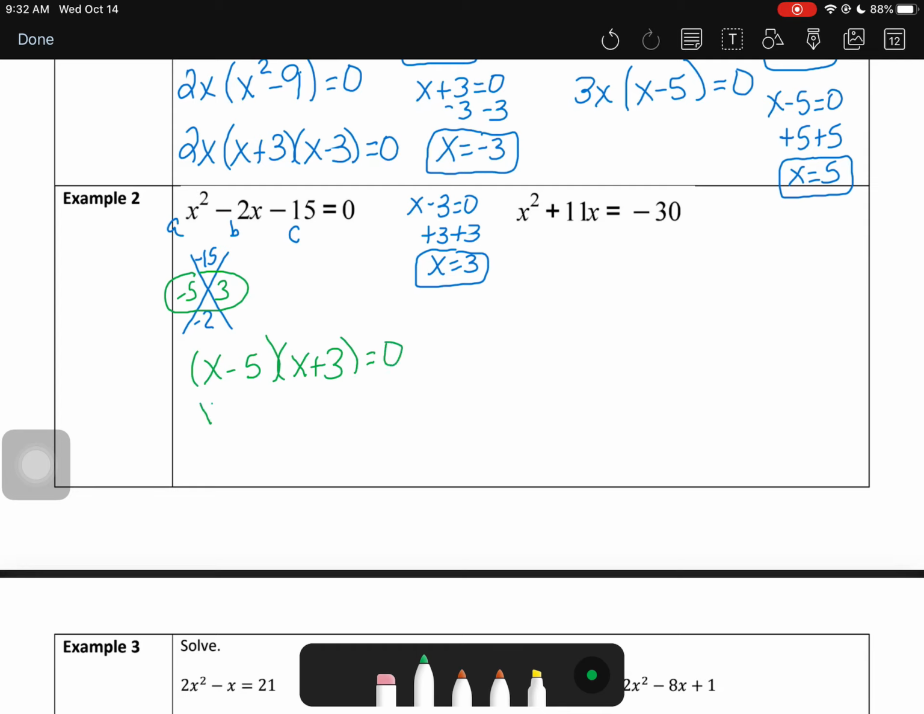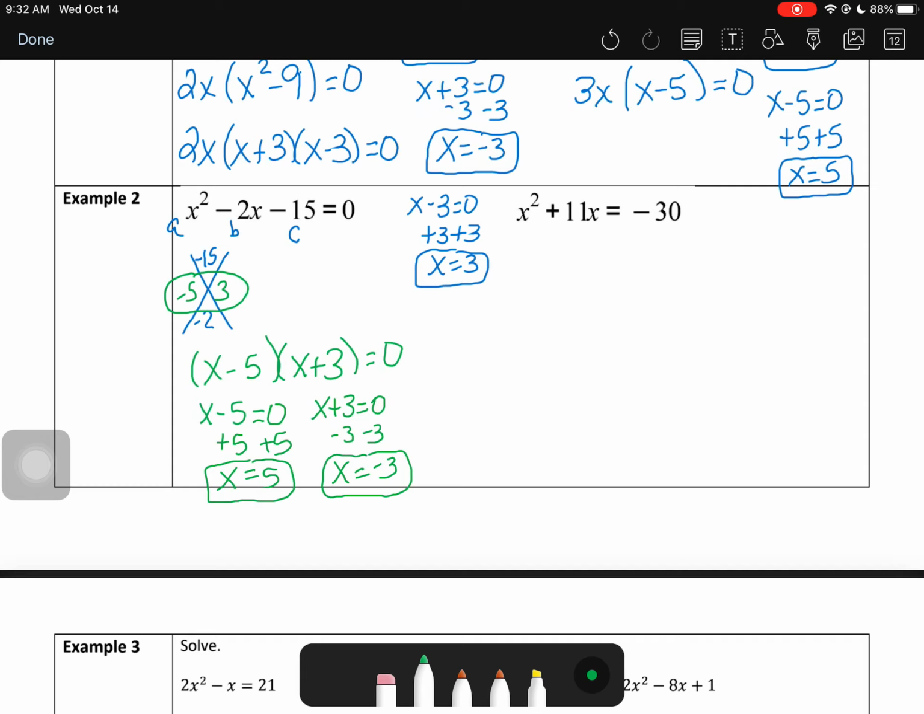To solve, we're going to set each of these equal to 0. So the first one, we're going to add 5, and our first solution will be x equals 5. Then we have x plus 3 equals 0. So we're going to subtract 3 from both sides. So we have x equals negative 3.